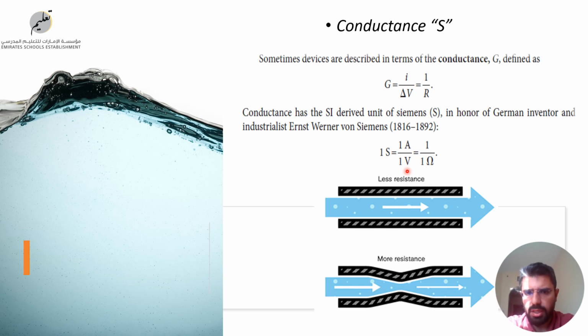Okay, here we continue. Where we have less resistance, of course, there will be more conductance. More resistance means less conductance. Why? Because they are opposite to each other.